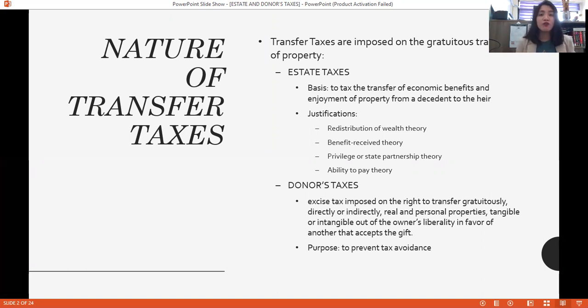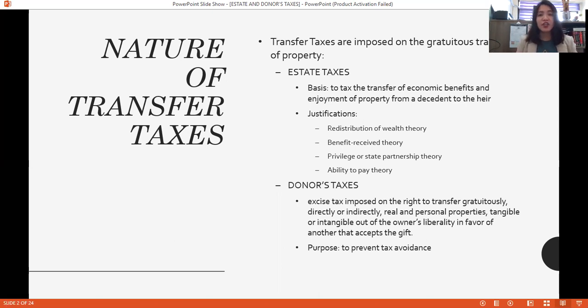Like for example, gusto mong bumili ng house and lot. So pag bumili ka ng house and lot, of course, merong bayad, yung tinatawag nating selling price. Kasi onerous siya na contract, merong kapalit. Second is remuneratory or remunerative, meaning meron siyang equivalent na service na consideration as a remuneration. Third is gratuitous, okay? Meaning libre, walang kapalit.